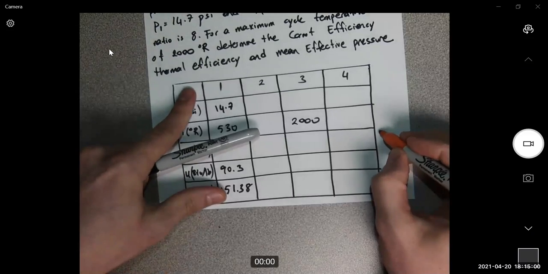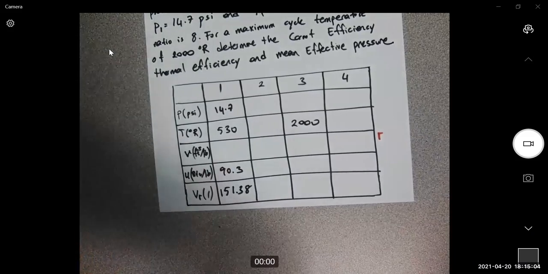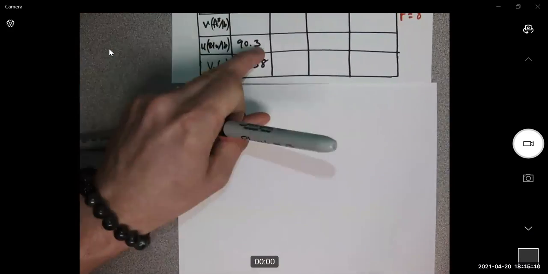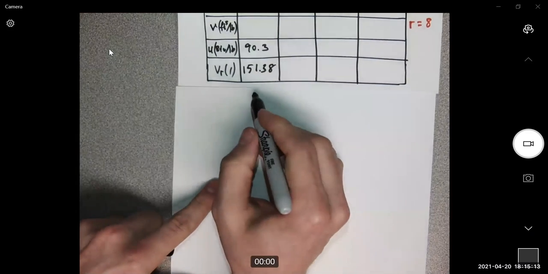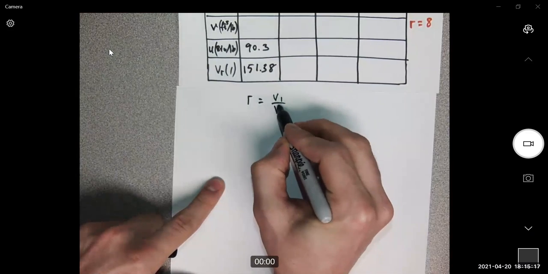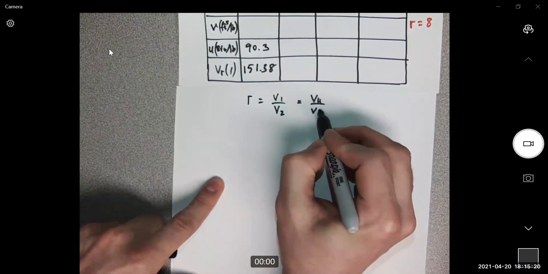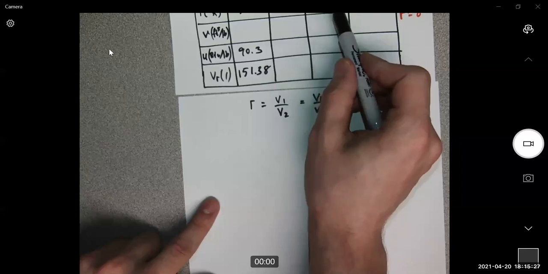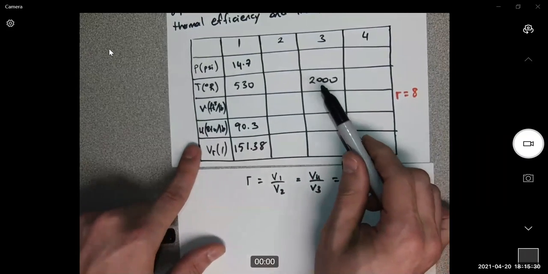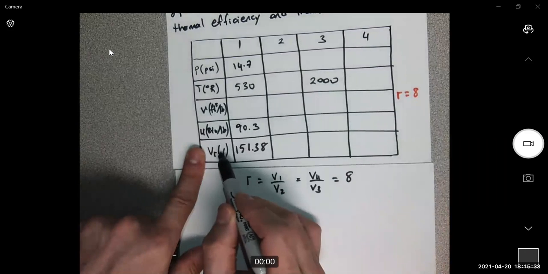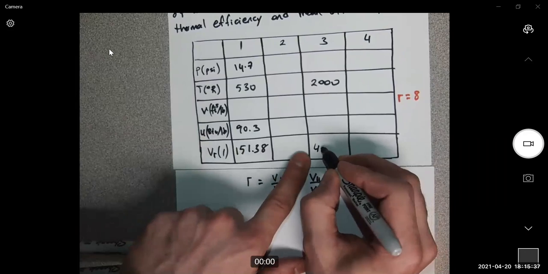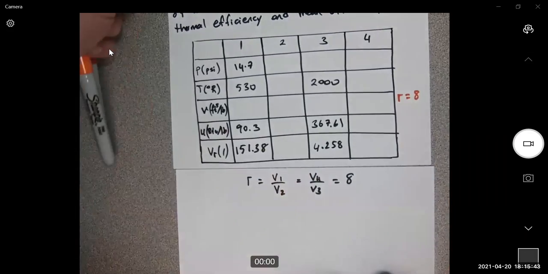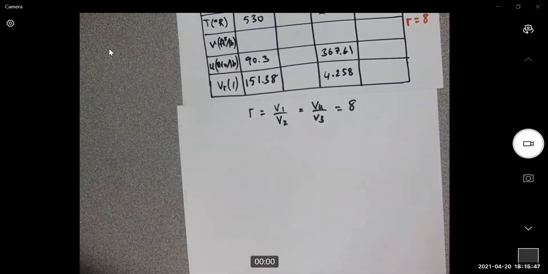And the compression ratio is given as 8. The compression ratio r is V1 over V2, or V1 over V3. Also, for state 3, I know my temperature is 2000, so I can read my new internal energy and relative volume. The internal energy is 367 BTU per pound.